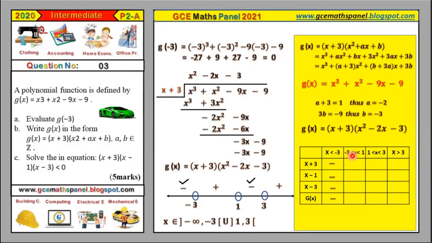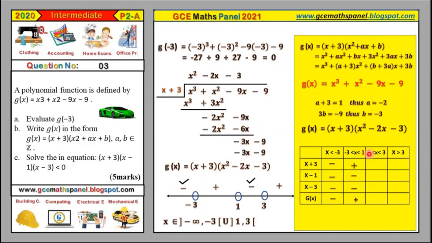Now, between minus 3 and 1, if you take a number, for example minus 2, plus 3 gives us a number that is positive. Minus 2 minus 1 is negative. Minus 2 minus 3 is negative. So positive times negative times negative gives us a number that is positive. Just like here, in this region it is actually positive, and it corresponds to what you have here. This one is negative and corresponds to this one.